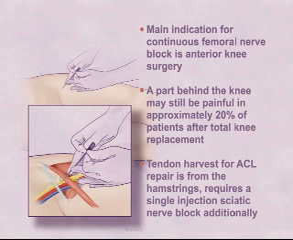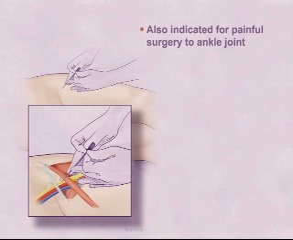If the tendon harvest for ACL repair is from the hamstrings, a single injection sciatic nerve block is also additionally needed. Continuous femoral nerve block is also indicated for painful surgery to the ankle joint, such as ankle arthroplasty and triple arthrodesis in combination with a continuous sciatic nerve block.